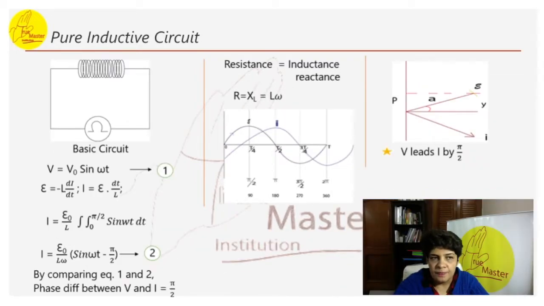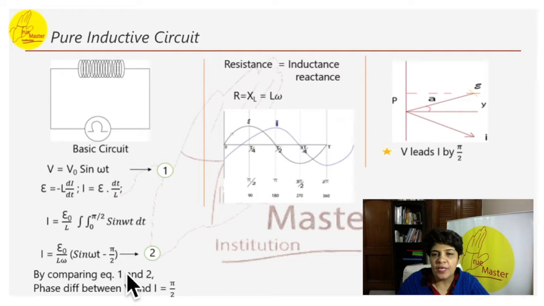Pure inductor. We represent inductance by a basic circuit like this. This is the basic circuit for a pure inductive circuit. Here again E equals E naught sine omega t, or we can say V equals V naught sine omega t. The second equation is to calculate I. Here the final value will be I equals E naught by L omega, sine of omega t minus pi by 2.